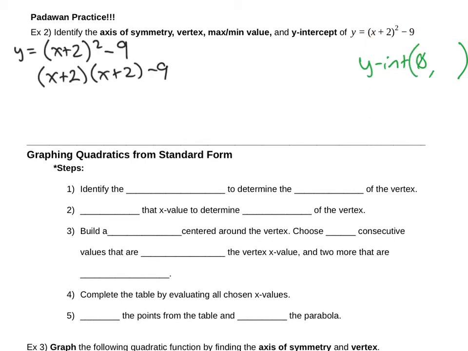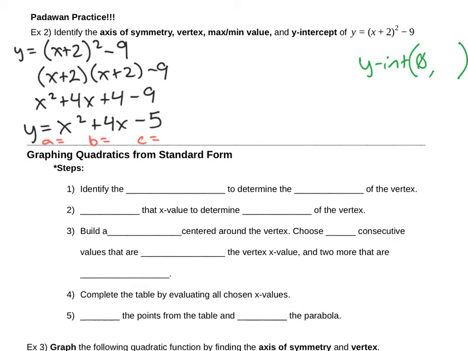Okay, to multiply that out, remember we're going to expand out the two quantities of these binomials to multiply. This creates a perfect square trinomial of x squared plus 4x plus 4. We still have to subtract 9. So our simplified standard form is going to be x squared plus 4x minus 5. Now you can identify what A, B, and C are.